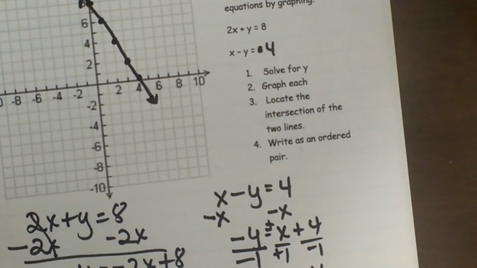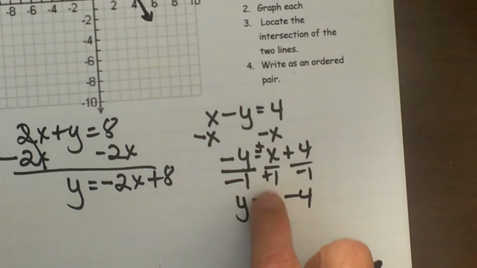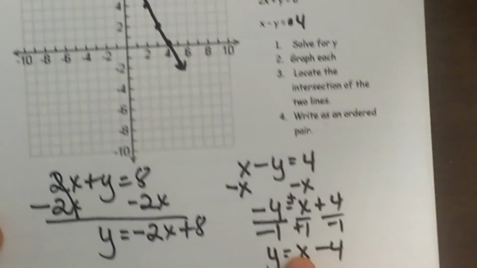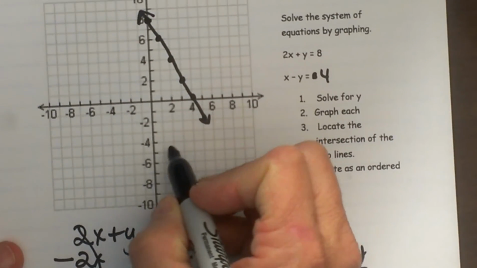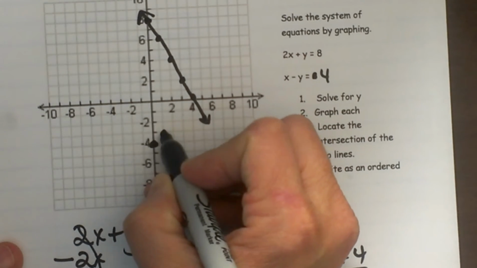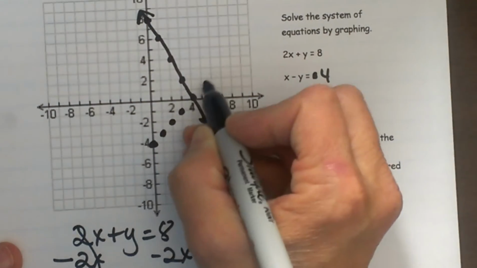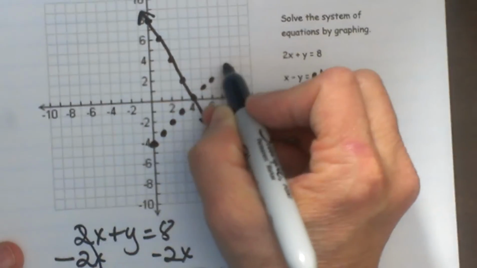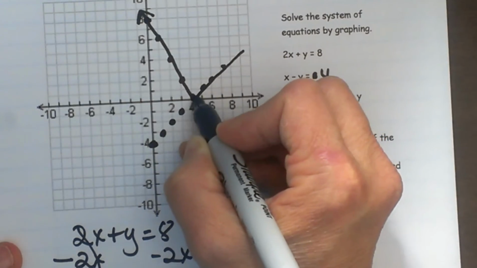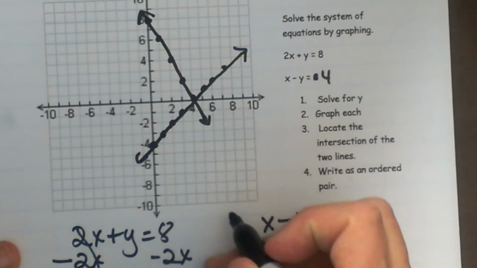Okay, so now my intercept on this one is negative 4. My slope is a positive 1. We don't write that coefficient 1, but it's a positive 1. We write that as 1 over 1. Let's go over here to the graph and plot negative 4. Go up 1 over 1, up 1 over 1, and so on. And you can see when you graph all those points in a row, look what we have. We have an intersection point.